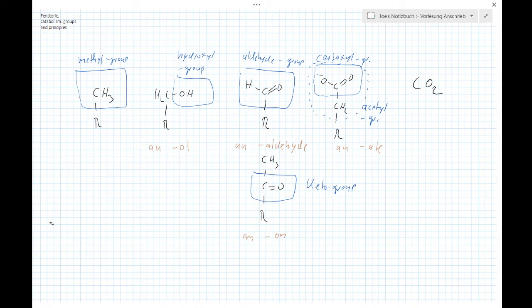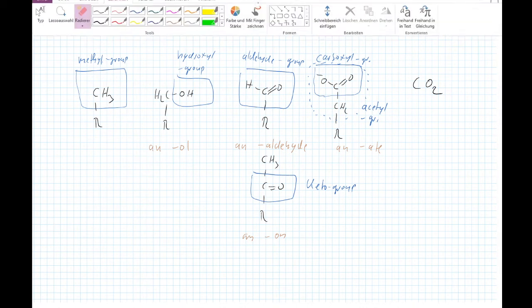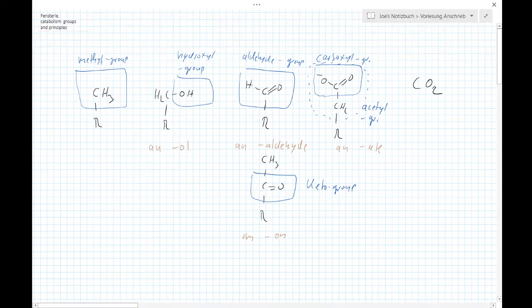So maybe we start here with the first one, which is methane. So methane could be here, just for the sake of completion. And of course, this is 4 times minus 1. So it's minus 4. So we are here at minus 4. Now, this is just for the sake of completion.